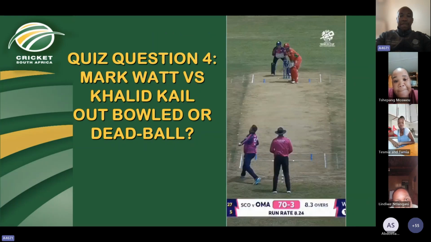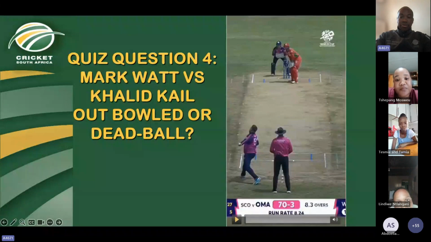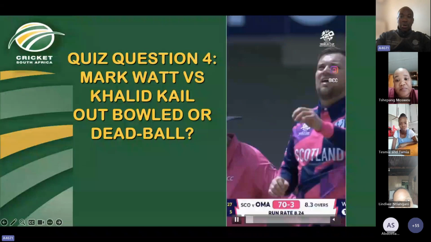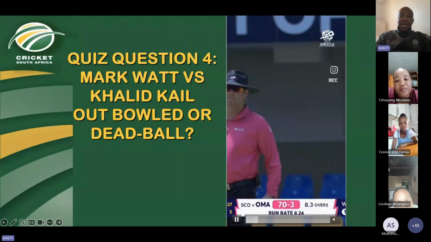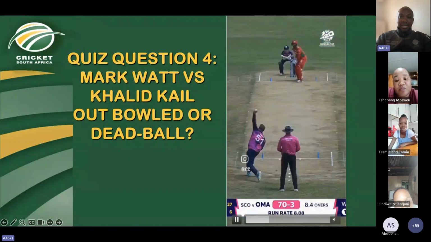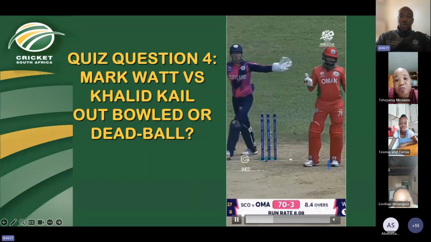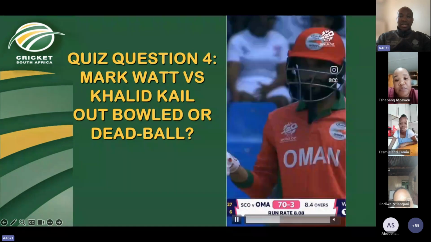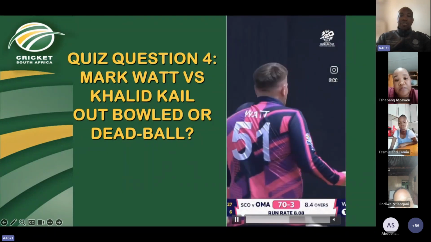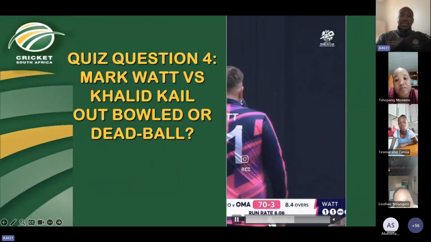Quiz question 4. I'll play it without sound while I talk you through it. Mark Watts is a spin bowler from Scotland who is famous for bowling from behind the bowling crease, and he does it exactly to try and achieve what he's done there against Khalid Kale, which is to catch the striker off guard and unready to face the delivery.